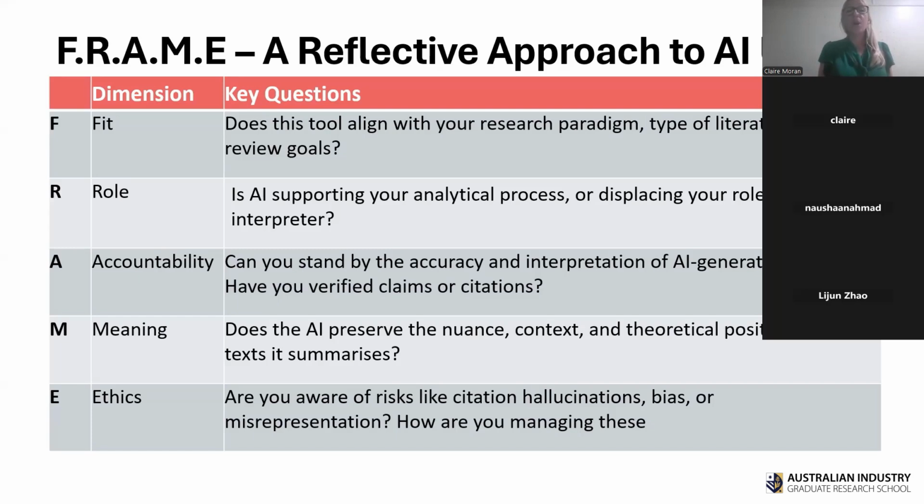The role. So what role is AI taking? What role are you taking? Is AI supporting your analytic process, or is it displacing your role as an interpreter? Also, I'm thinking about accountability. Can you stand by the accuracy and interpretation of any AI generated output? What about any claims or citations that you have made? Have those been verified? One of the things we can see happening quite frequently in the contemporary world where people are doing research is that sometimes claims are being made or citations are being used and they're not actually accurate.